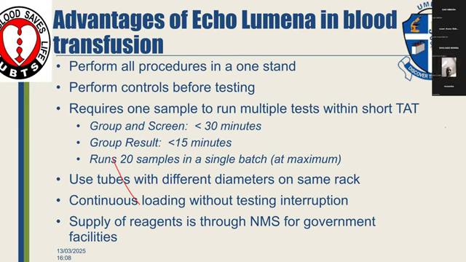Another advantage is that this machine uses tubes with different diameters. We talked of neonatal. Those kids are so small that we may not have enough samples, so they have special tubes. You can use the ordinary vacutainer tubes for adult samples, but when we are handling neonates, because of the samples we get, we use the neonatal tubes and it is able to accommodate. I've already talked about continuous loading without testing interruption. It keeps running as you keep loading samples, as long as there is space for you to add the samples.